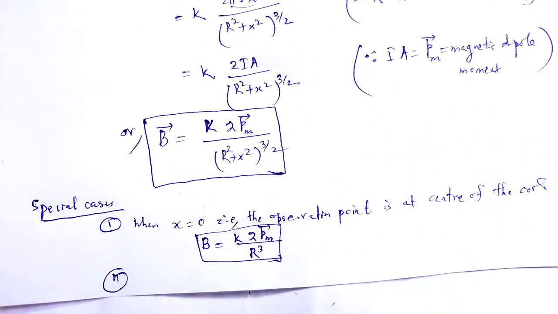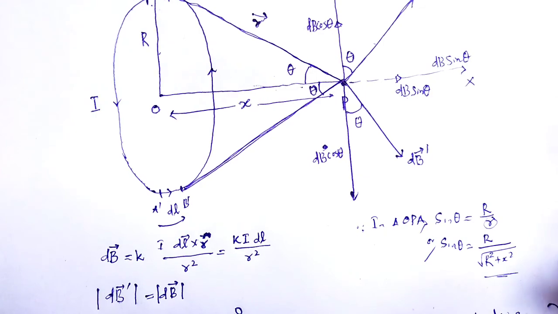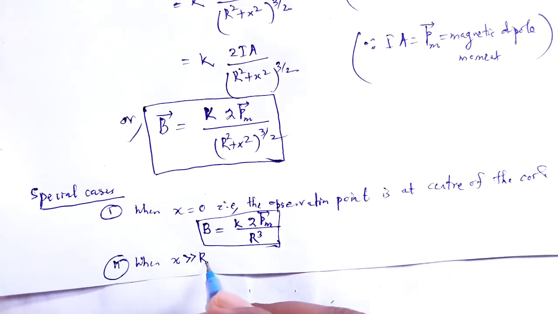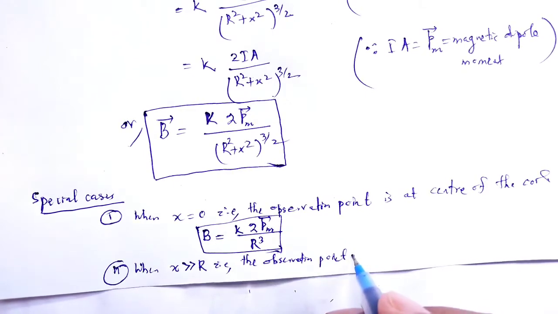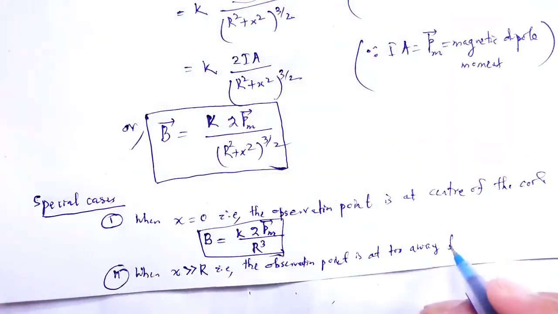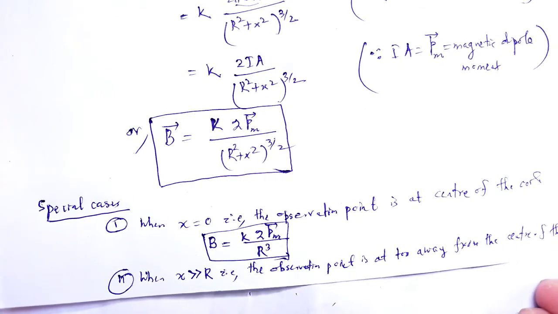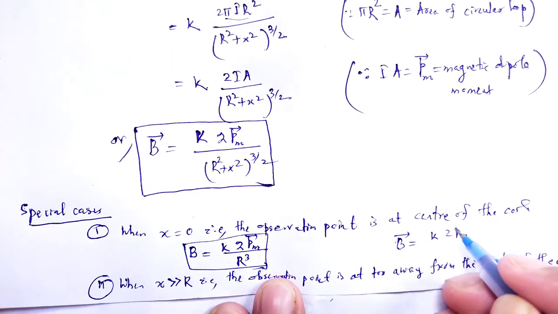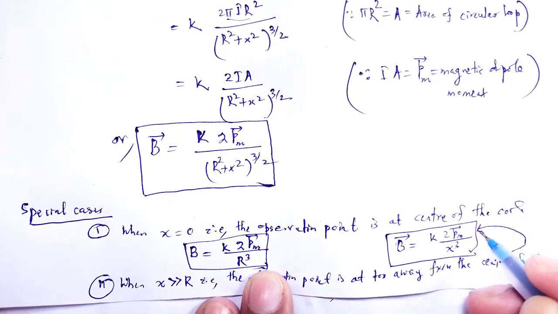Another special case: when the observation point P lies far away from that coil, that means when x is very very much greater than R, that is, the observation point is far away from the center of the coil, the expression will be B is equal to k 2 P M divided by x cube. We just neglect R in the expression for that point.